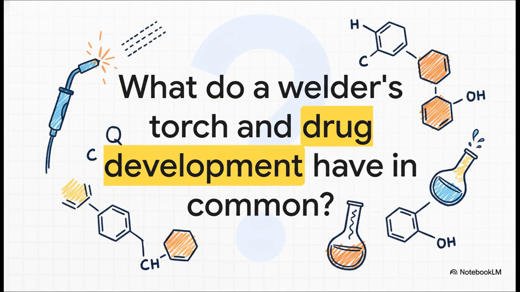It kind of sounds like the start of a riddle, right? What could a super high-intensity flame that literally cuts through steel and the starting point for complex medicines possibly have in common? Well, the answer is this surprisingly simple but incredibly powerful molecule called an alkyne. So let's take a look at the blueprint for this amazing structure.